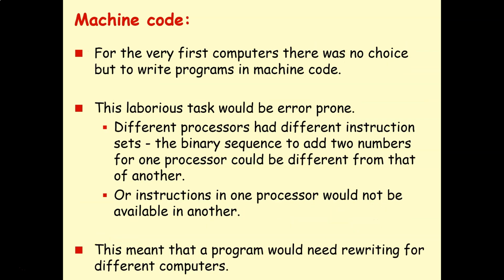Back in the beginning, when we first developed computers, there was no choice but to try and write programs in machine code. This is a laborious task and would be prone to errors. Different processors had different instruction sets. The binary sequence to add two numbers for one processor could be very different from that of another. Or even the instructions available in one processor would not be available in another. This meant that a program would need completely rewriting to be moved to a different computer system.